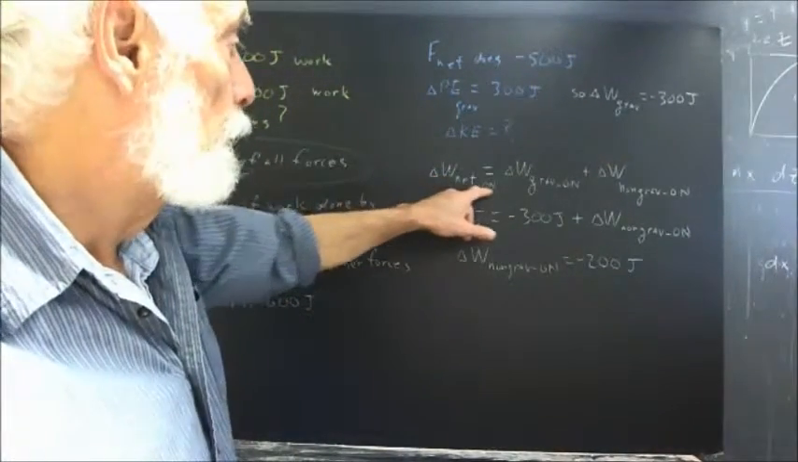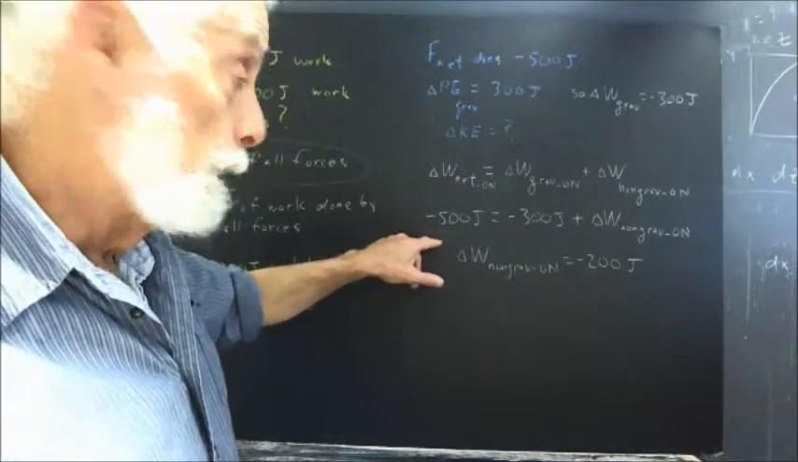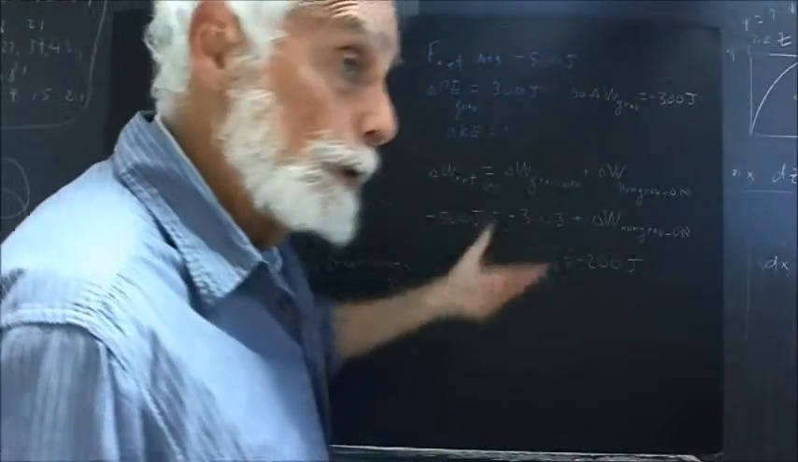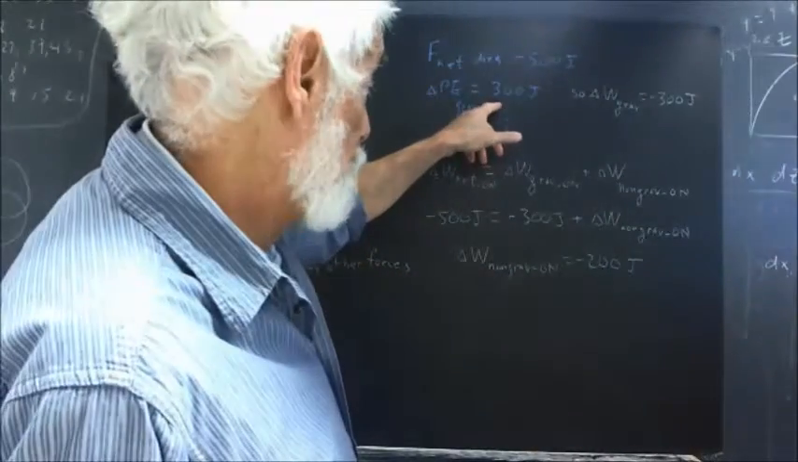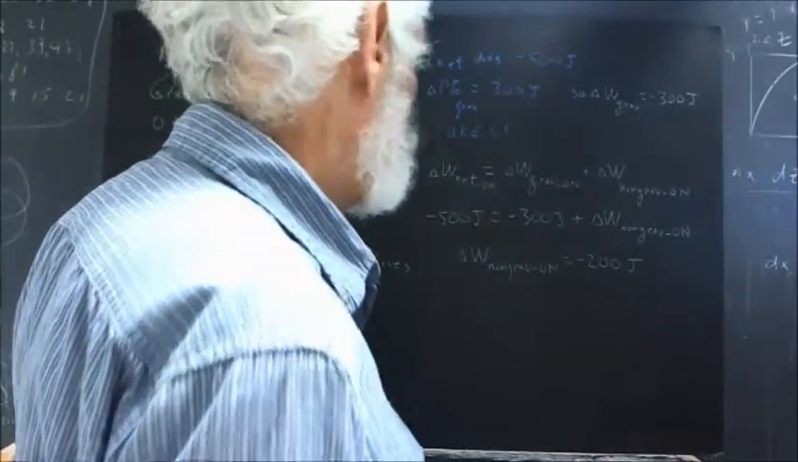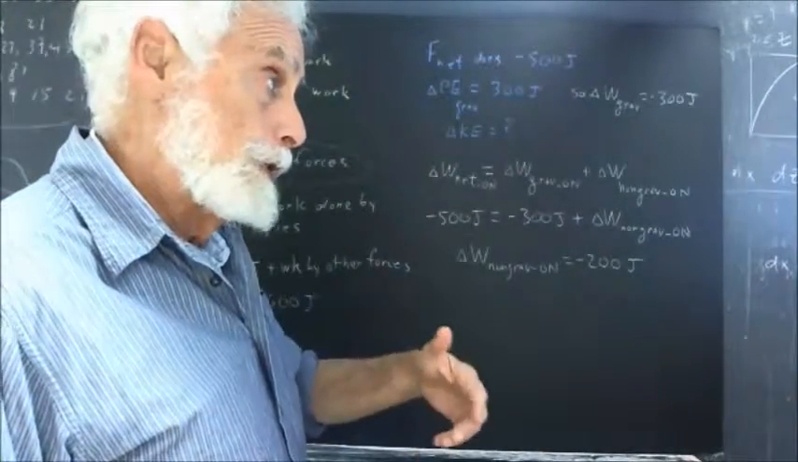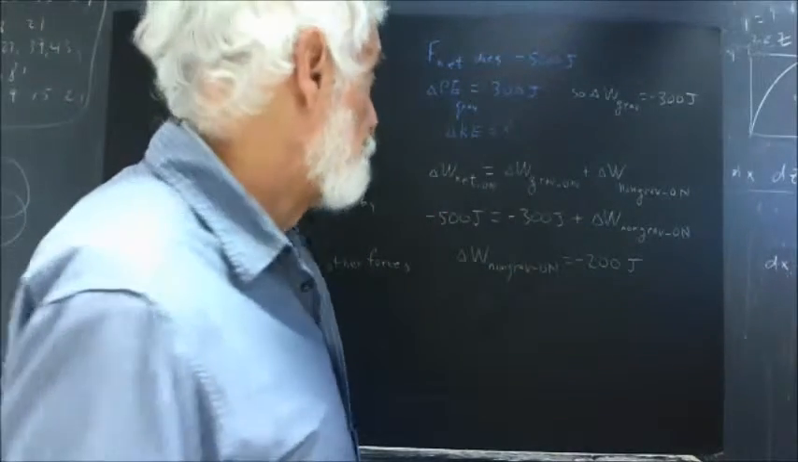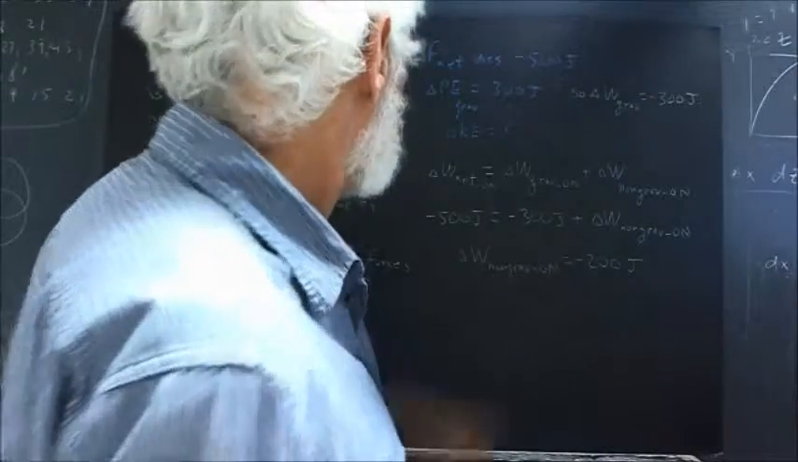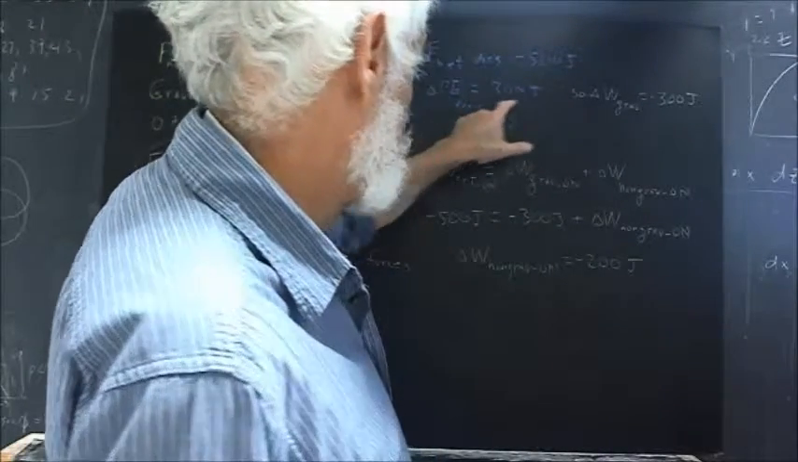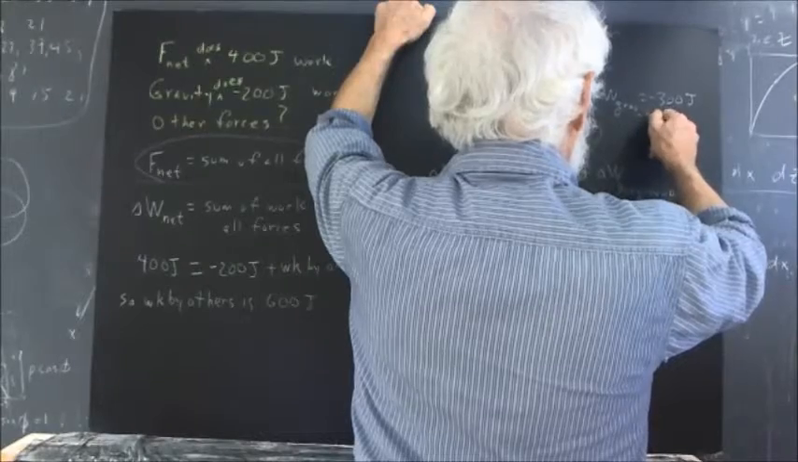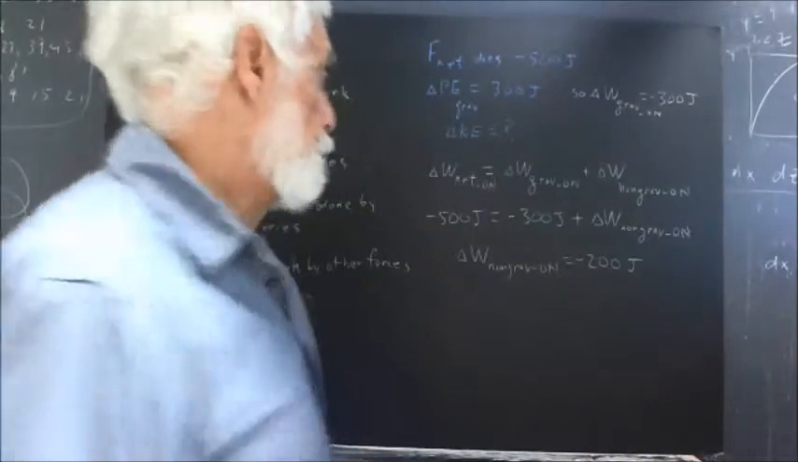Okay, well, the net work done on the system is negative 500 joules. Work done on the system by gravity is what? Well, the potential energy change is 300 joules, and we've defined potential energy change as being equal and opposite to the work done by a conservative force. Gravity is a conservative force, so it follows if the change of gravitational potential energy is 300 joules, then the work done by the gravitational force on the system is negative 300 joules.